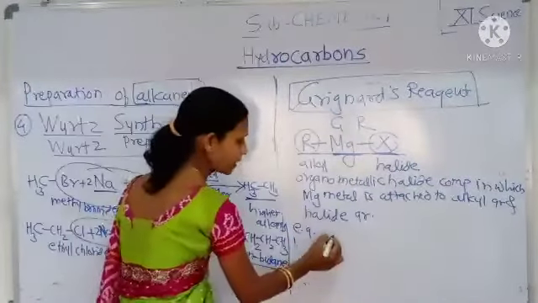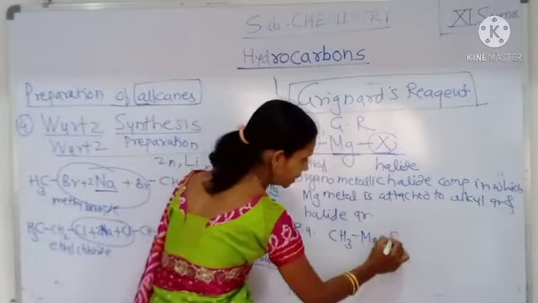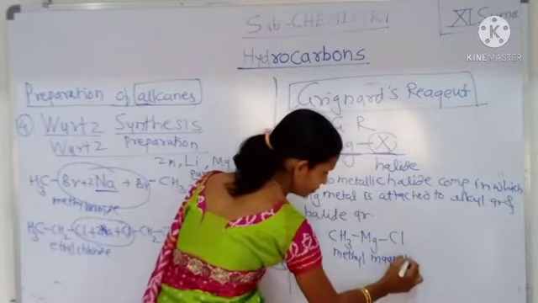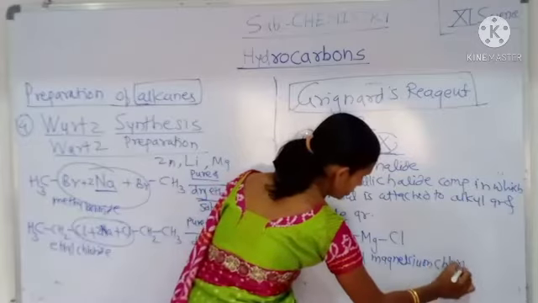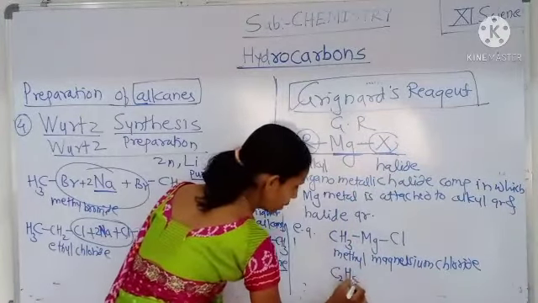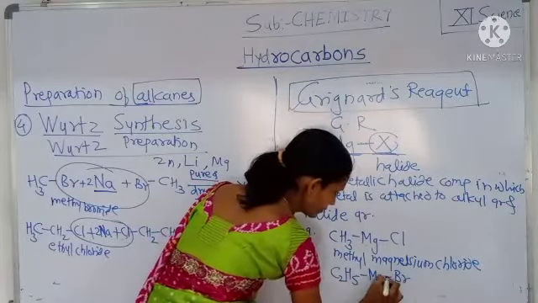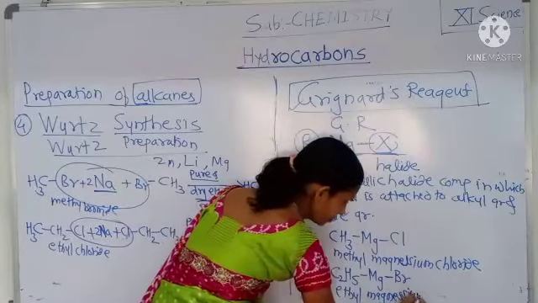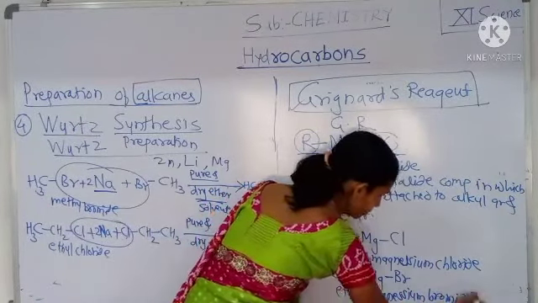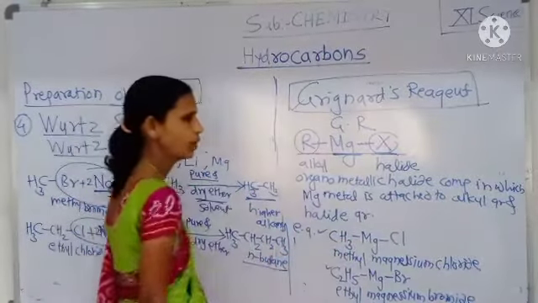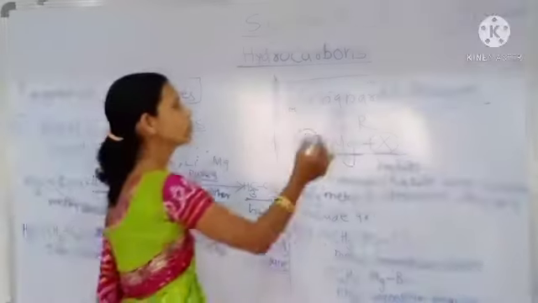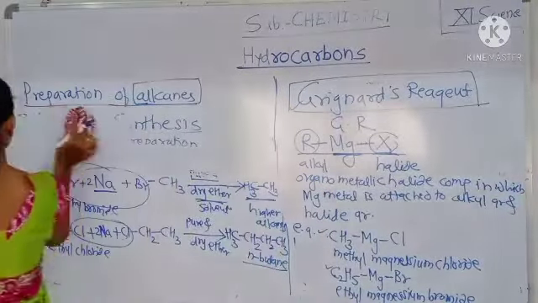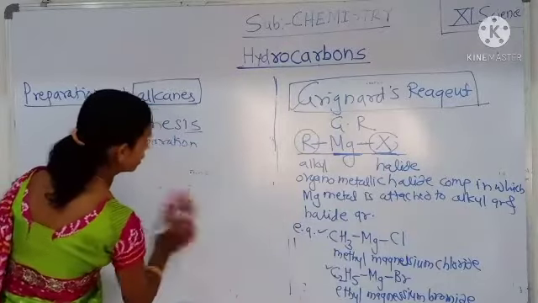Examples of Grignard's reagent are CH3MgCl, that is methyl magnesium chloride, and C2H5MgBr, ethyl magnesium bromide. These are a few examples of different Grignard's reagents. From Grignard's reagent, we can prepare alkanes. See here, preparation of alkane from Grignard's reagent.